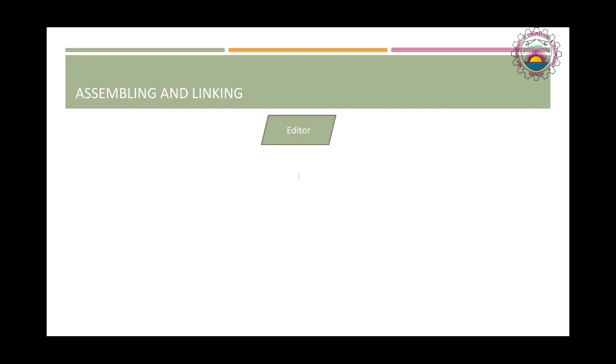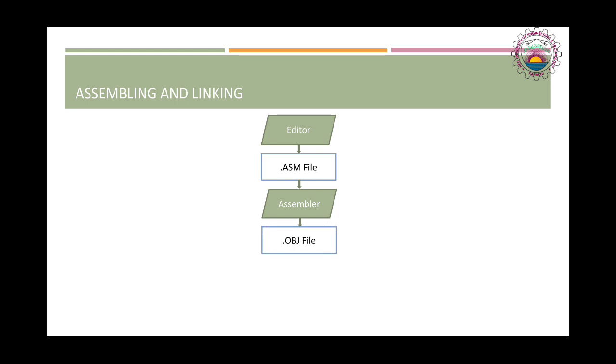So these are the steps. Using an editor, you have made the .asm file. Then you provide this ASM file to the assembler. The assembler will make the .obj file for you. In the next step, you provide this obj file to the linker, and the linker will generate the exe file for you. So that is the end of the current lecture.